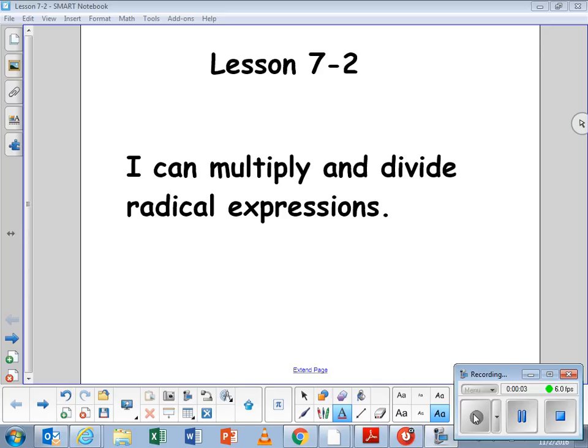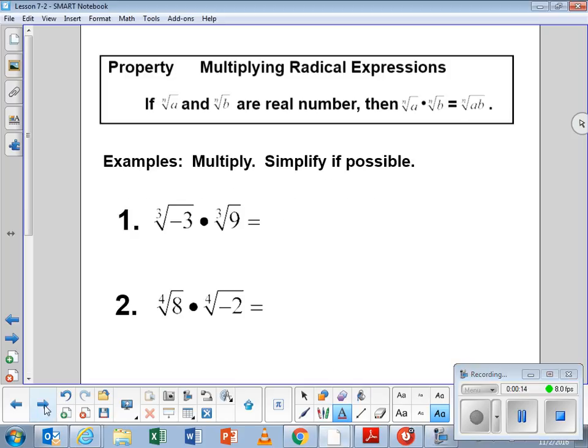So, today, talking about multiplying and dividing radical expressions. To multiply, we have a property, fairly straightforward. Sorry if you can't see it. I don't know why I can't make these darker, but it says the nth root of a times the nth root of b equals the nth root of ab. All the examples were very light and hard to read also, but I just blew them up big so they were better.